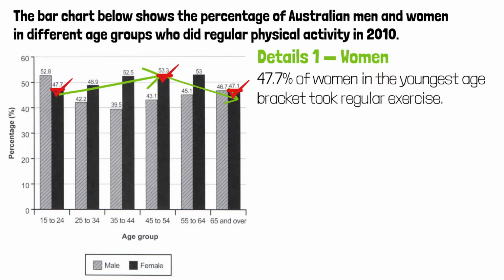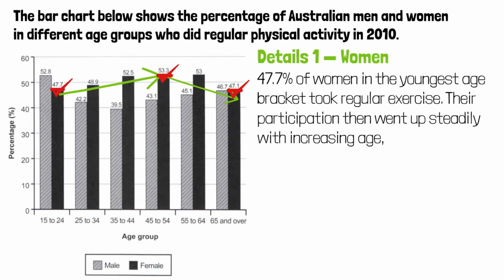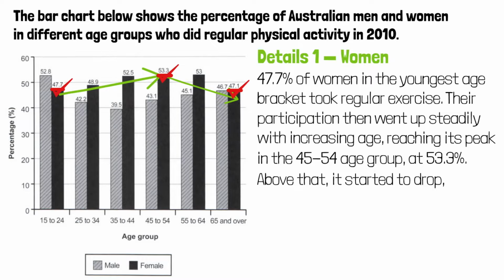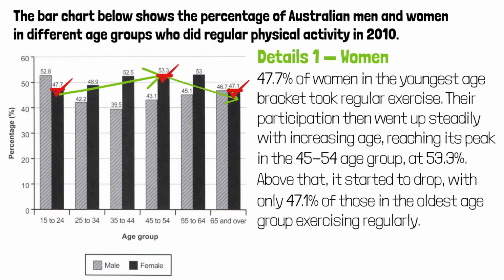47.7% of women in the youngest age bracket took regular exercise. Their participation then went up steadily with increasing age, reaching its peak in the 45 to 54 age group at 53.3%. Above that, it started to drop, with only 47.1% of those in the oldest age group exercising regularly.